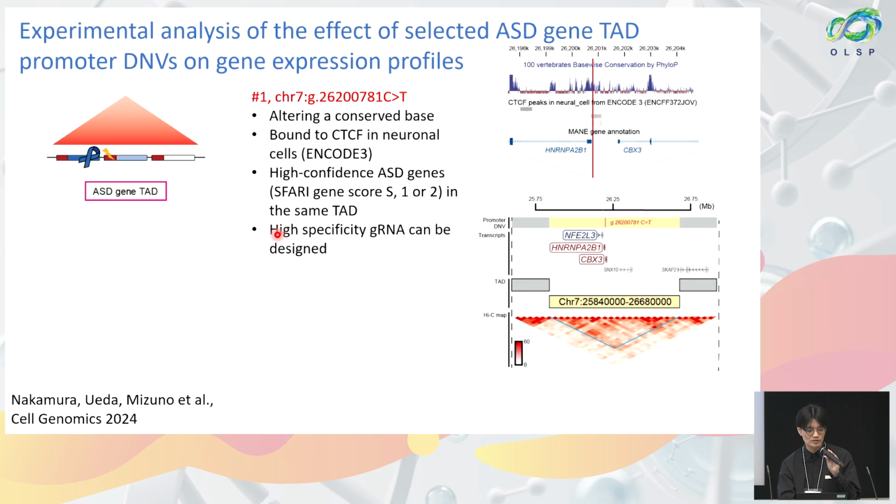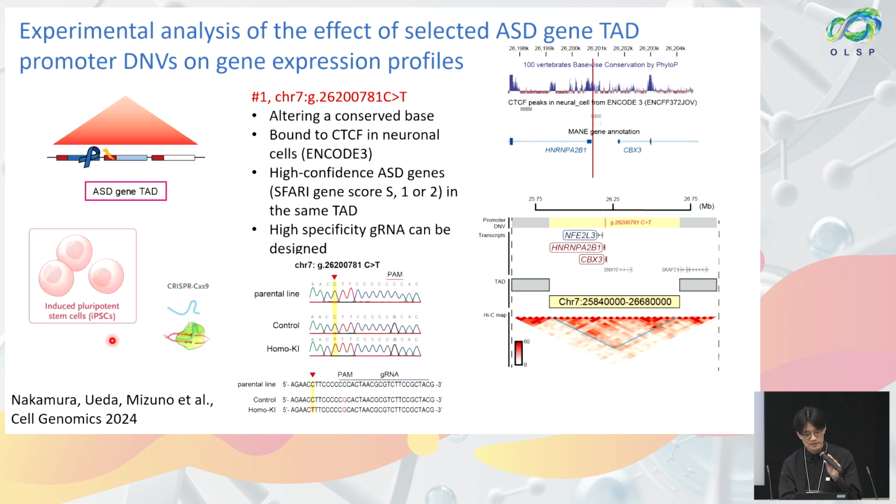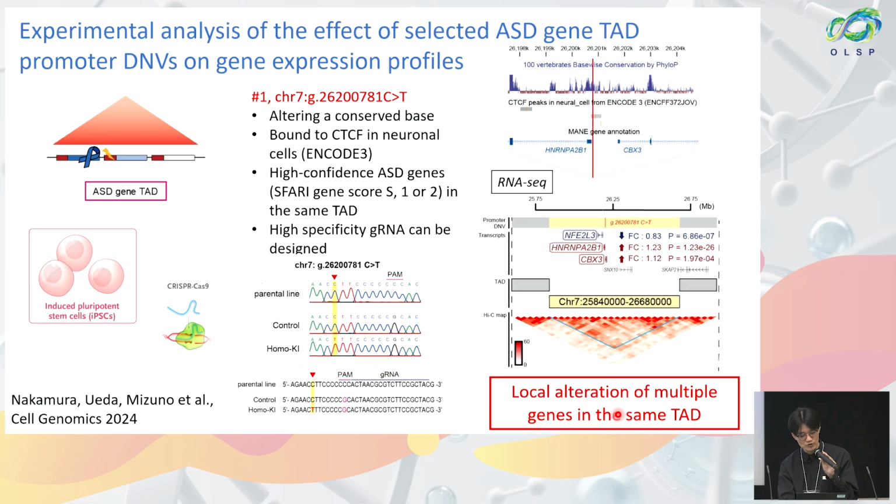And in this study, we experimentally analyzed the impact of selected ASD gene TAD promoter mutations by introducing this mutation in iPS cells using CRISPR-Cas9. And when we performed RNA-seq, we found that the two downstream genes, these genes transcribed in this way, are upregulated significantly. And a bit more distant neurodevelopmental disorder gene is downregulated, probably mediated by some indirect effect. So we confirmed that there is local alteration of multiple genes in the same TAD.